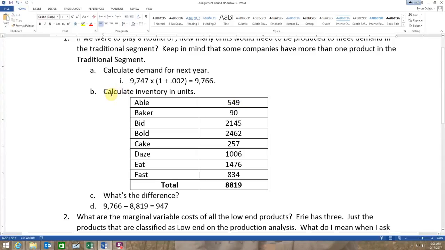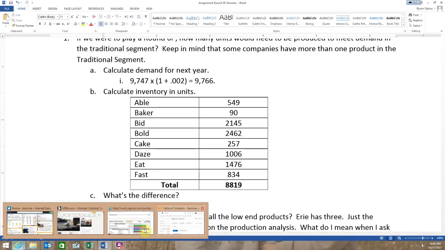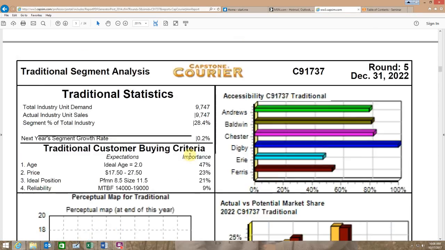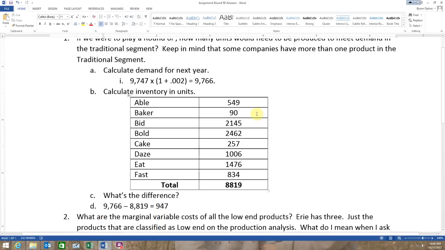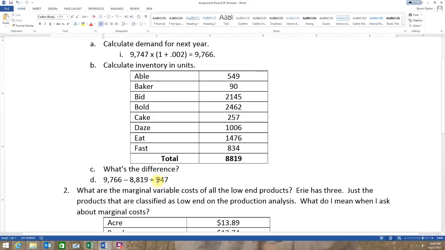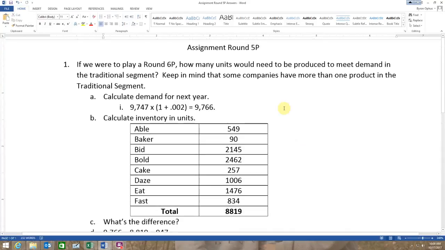And for the second part of that, I said just calculate the inventory in units. If you go down each and every team, using the production analysis up here is probably the easiest way, you can see the units that they have in those traditional segments. So 549, 90, etc. That gives us a total of 8,819,000 units. So what's the difference? 947,000.